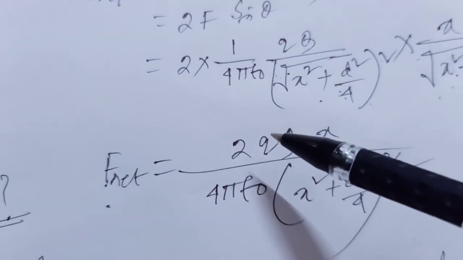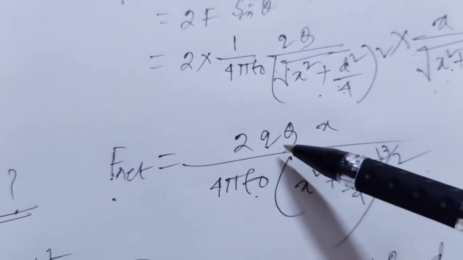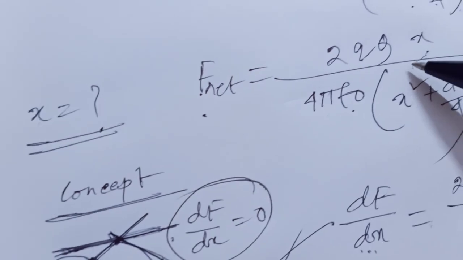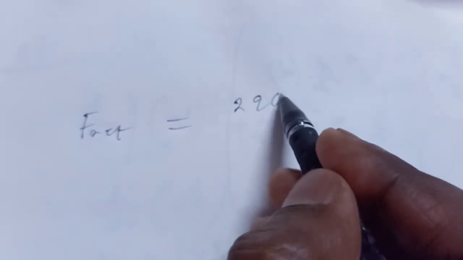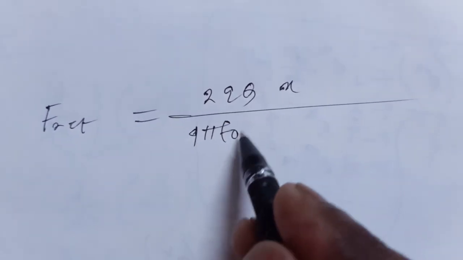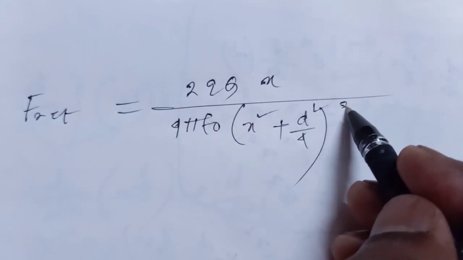So what is the magnitude of this one? Students, here F net equals 2qQx by 4 pi epsilon naught and (x square plus d square by 4) whole to the power 3 by 2, and in place of x you have to write that particular value, that is d by 2 root 2. So F net equals 2 small q capital Q, then x by 4 pi epsilon naught and (x square plus d square by 4) whole to the power 3 by 2.